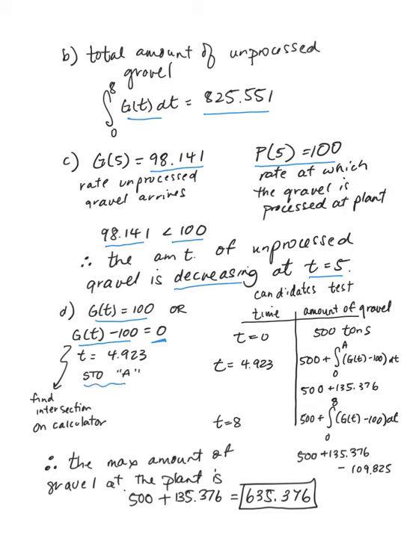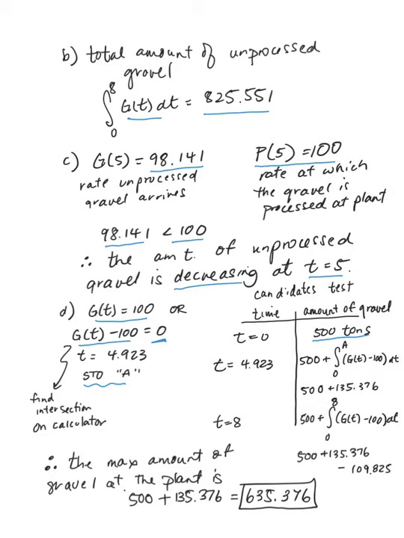All right. We use our candidates test. We know at time t equals 0, we already have 500 tons of unprocessed gravel. At time t equals 4.923, which I've stored in my calculator without that truncated rounded value, I have 500, and then the area underneath the curve, or the integration from 0 to A, remember I stored that 4.923 in the calculator, of G of T minus 100 dt. That gives us about 135.376. At time t equals 8, which is the other endpoint. Okay, so I'm going to go from 0 to 8, or you can go from 4.923 to 8, and that gives you 500 plus this 135 minus 109.